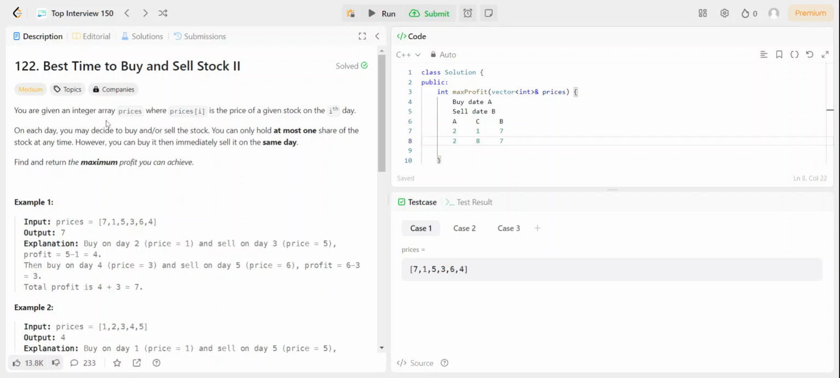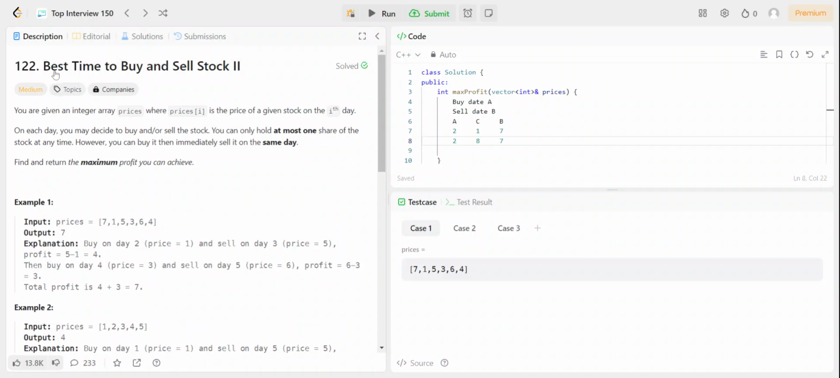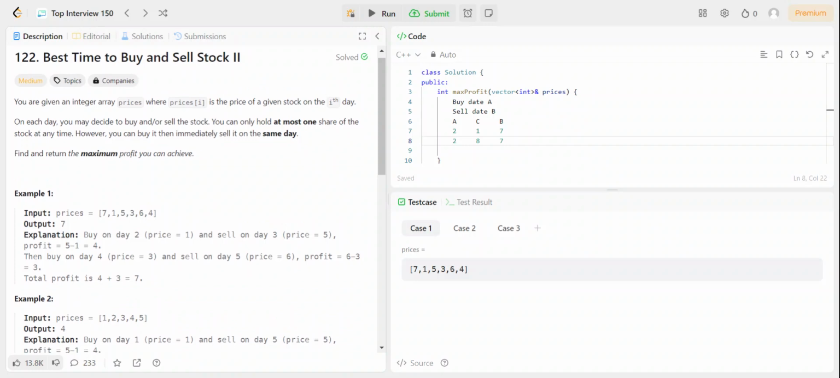Hello everybody, my name is Sheep and today we'll solve problem 122, best time to buy and sell stock. It's a medium problem from the top interview 150 study plan from LeetCode and let's get into it.